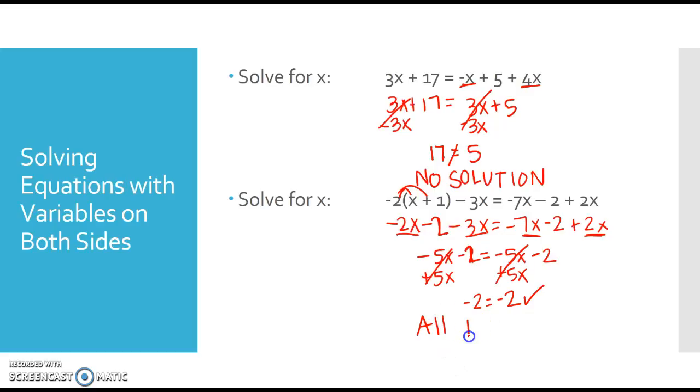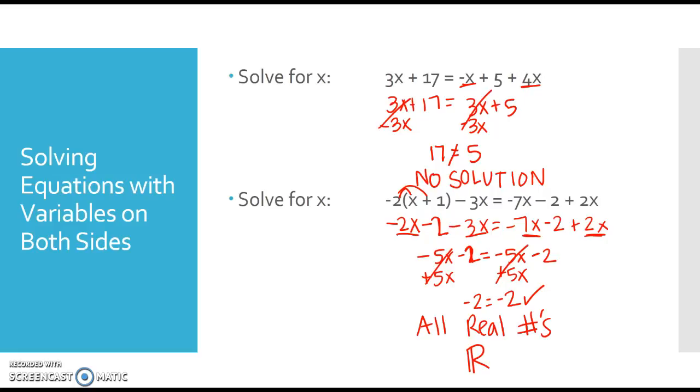All real numbers. Every x value that we can think of works. Okay, so you can write out all real numbers, or we can use that symbol for all real numbers, which is the R with a double stem. Okay, so if you end up with a false statement, it's no solution.